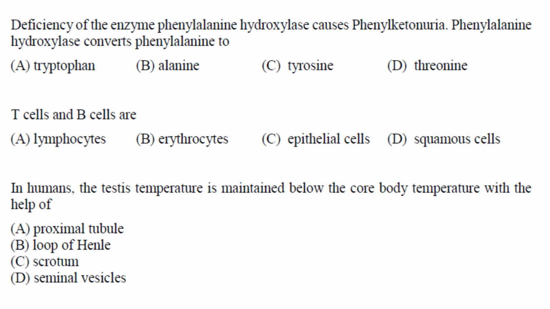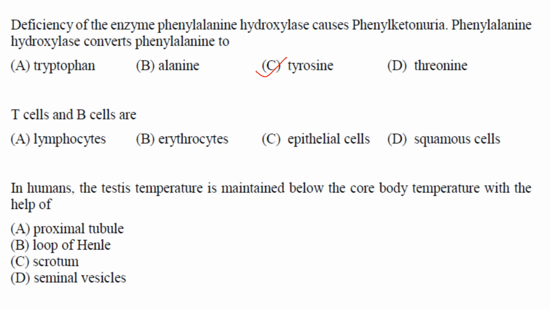Coming to the first question. Deficiency of the enzyme phenylalanine hydroxylase causes phenylketonuria. Yes, that is correct. Phenylalanine hydroxylase converts phenylalanine to tyrosine. It catalyzes the hydroxylation of phenylalanine to tyrosine. It uses molecular oxygen and tetrahydrobiopterin as cofactors. So the answer here is option C, that is tyrosine.